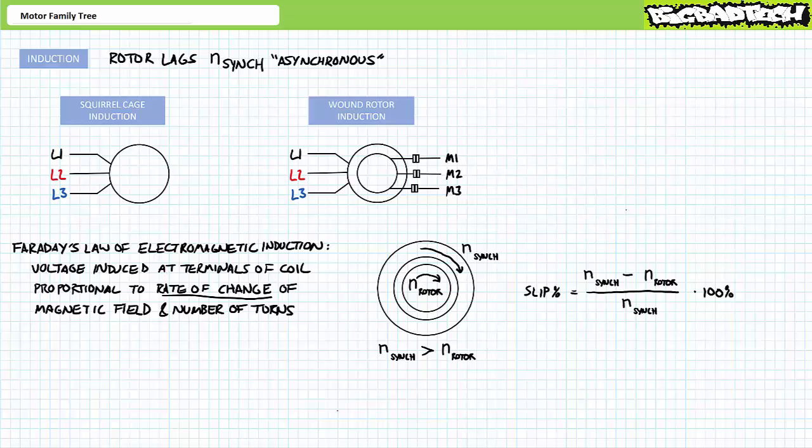The degree of differential between the rotor and synchronous speed is sometimes called slip, where slip is calculated as the rotor speed minus the synchronous speed, over the synchronous speed, times 100%.